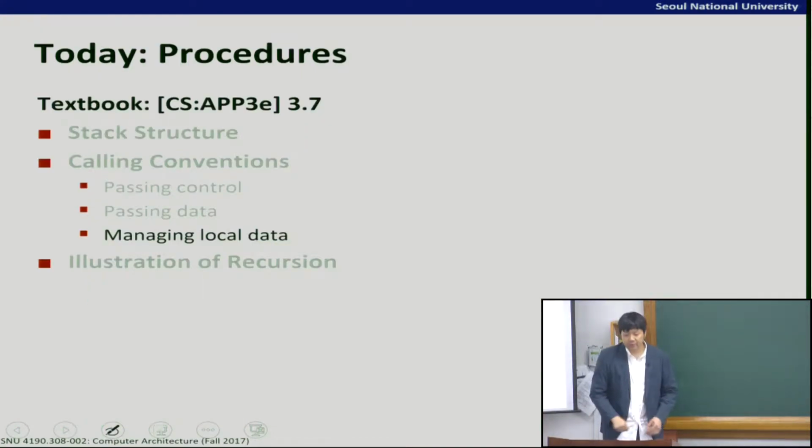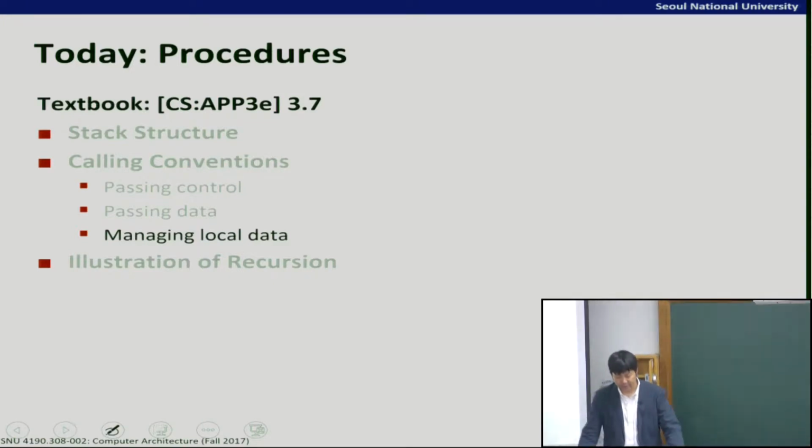All right. So the third mechanism that is necessary is managing local data. As I said, whenever you execute a function, there are some variables declared inside the function, right? And those have local scope. That's the reason why those are called local variables.